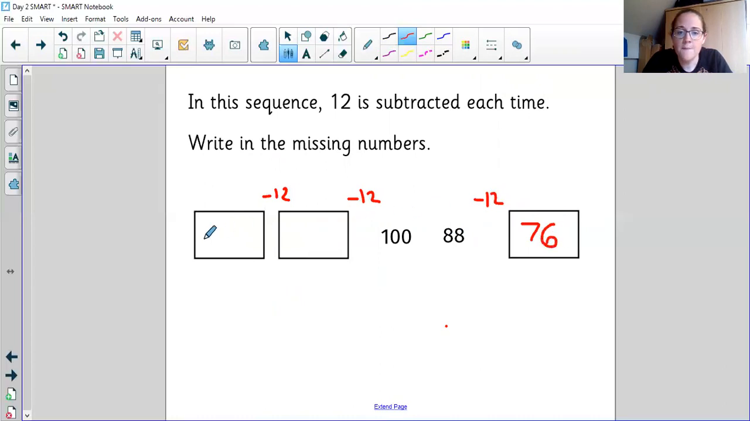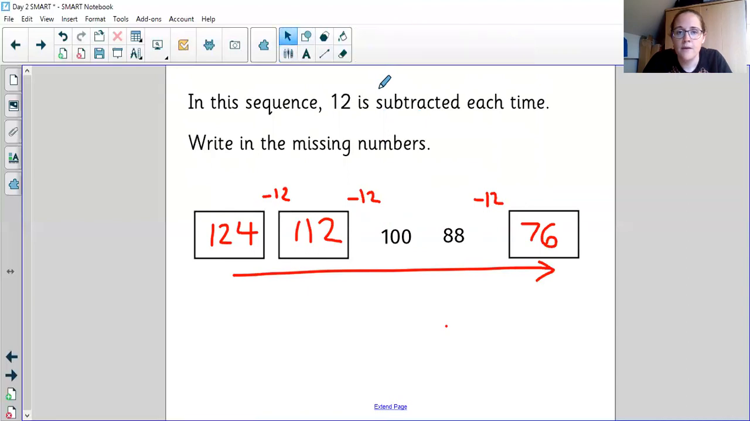But going the other way, I'm going to need to use the inverse. I'm going to need to add 12. So 100 add 12 is 112. 112 add 12 is 124. And you can see now, can't you, that the sequence is getting smaller all the way from beginning to end. Okay, so there are your 2 types of question today.